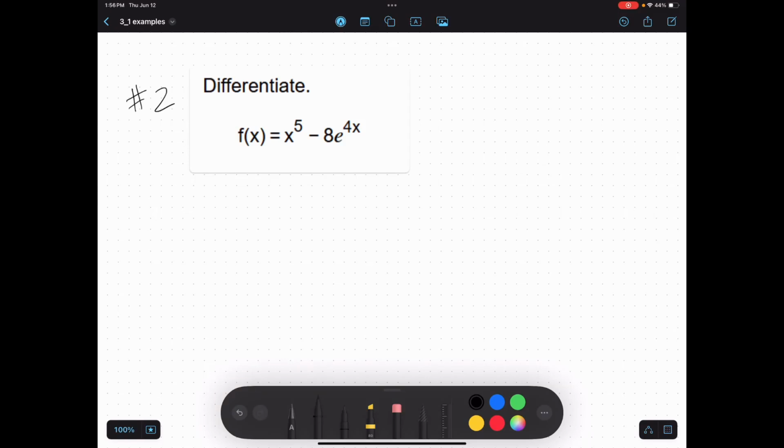Okay, let's look at some examples from section 3.1. The first one we're going to look at is number 2 from your homework. It's just a nice, simple differentiation problem. So all we're looking for is what f prime of x is, what the derivative of this function is. And I picked this one specifically because this highlights the difference between a power function and an exponential function.